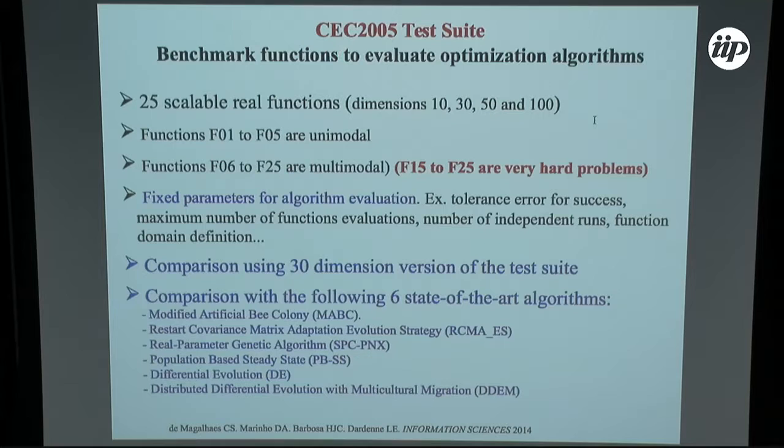There are 25 benchmark functions to evaluate optimization algorithms. These functions are scalable to dimensions 10, 30, 50, and 100. Functions 1 to 5 are unimodal. Functions 6 to 25 are multimodal, and functions 15 to 25 are very hard problems. This evaluation is very precise. We have to use fixed parameters for the algorithm evaluation.